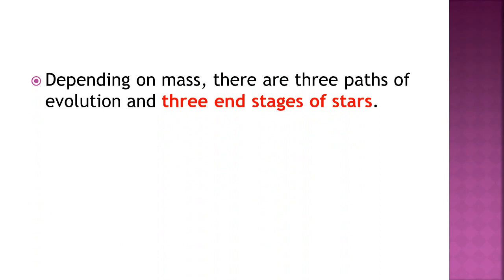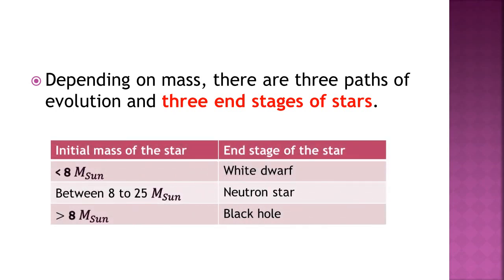Alright, so depending on the mass, there are 3 parts of evolution and 3 end stages of a star that we have seen. So here a table is given in which the initial masses of the star and the end stages of the star are listed. First, the stars having initial masses less than 8 times the mass of the sun. The end stage of this star is a white dwarf. And second, the stars having masses between 8 and 25 times the mass of the sun. Its end stage is a neutron star.